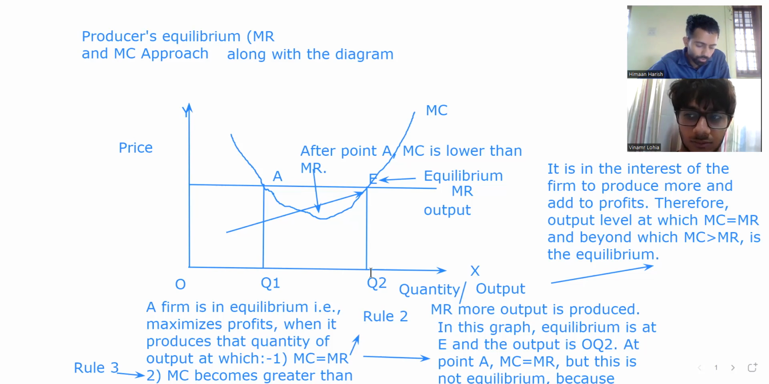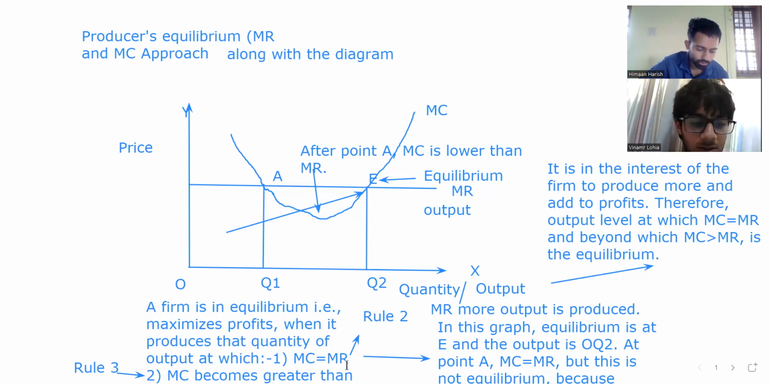At point E or output level OQ2, MR is equal to MC, and the MC curve cuts the MR curve from below, as shown on the graph. And therefore, in terms of the MR and MC approach, there are two conditions to be met for profit maximization. Which are the two conditions? In terms of the MR and MC approach, for equilibrium the firm should produce only till point OQ2, where marginal cost is equal to marginal revenue.